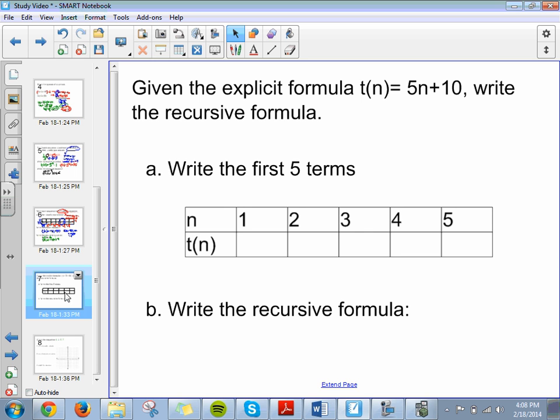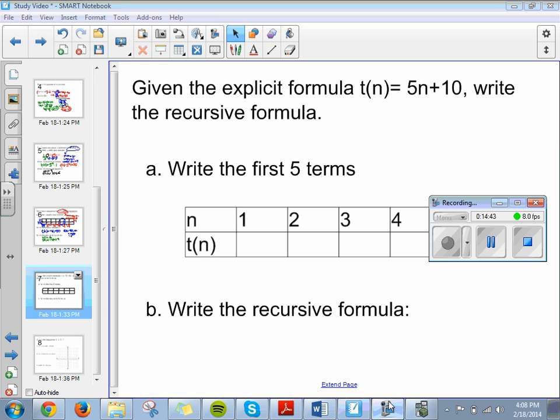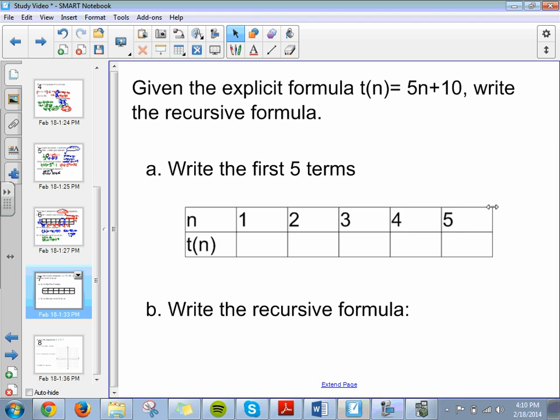Moving on. It says, given the explicit formula, t of n equals 5n plus 10, write the recursive formula. So the first thing they're going to ask you to do is to find the first 5 terms and go from there.